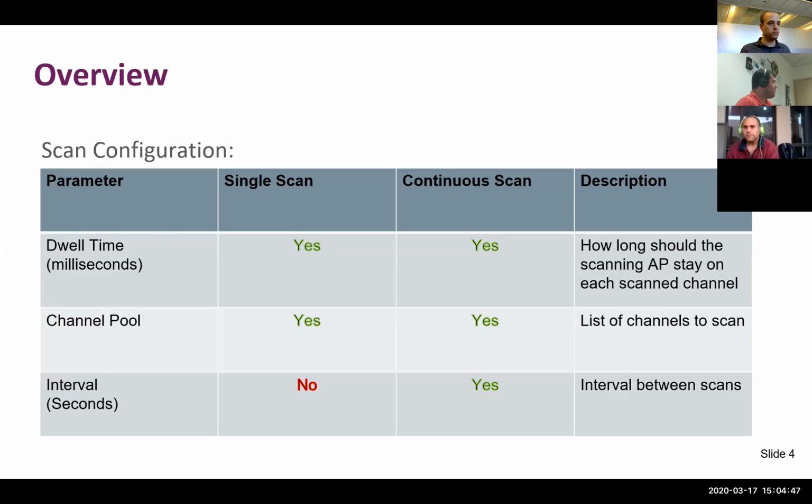The configuration available is dwell time, which is how long you're going to stay on each channel during the scan; channel pool, the list of channels to scan; and the interval between scans. There are two modes of operation, single scan or continuous scans. The interval is for the continuous scans, how long you're going to wait between each scan operation.